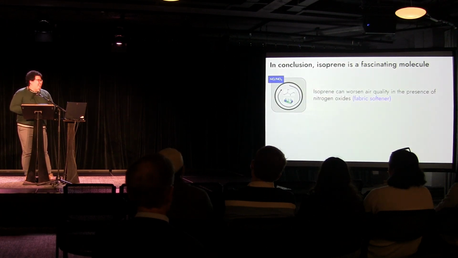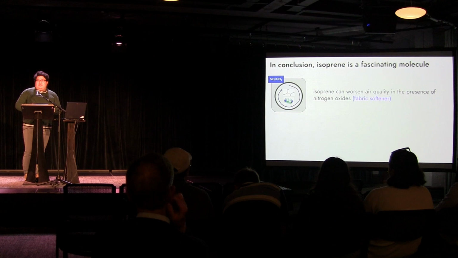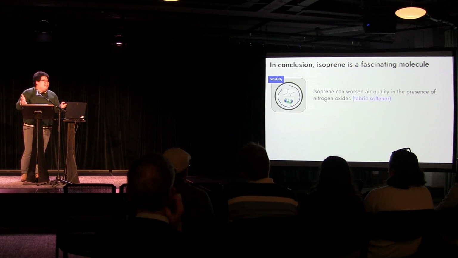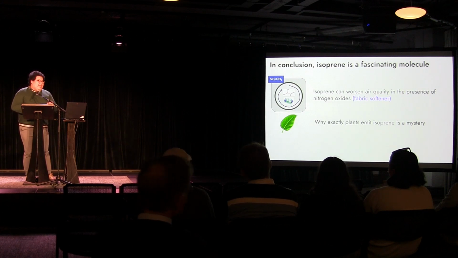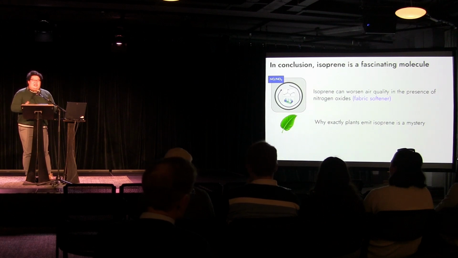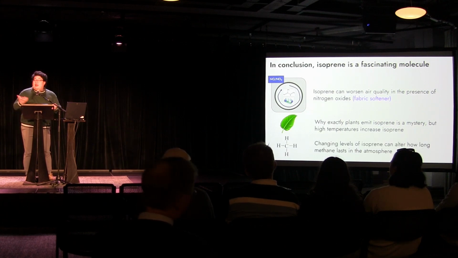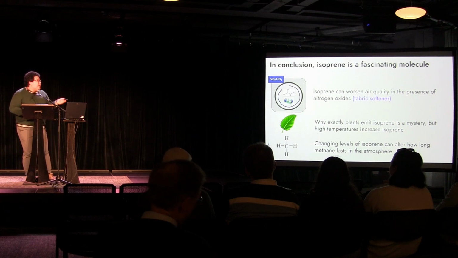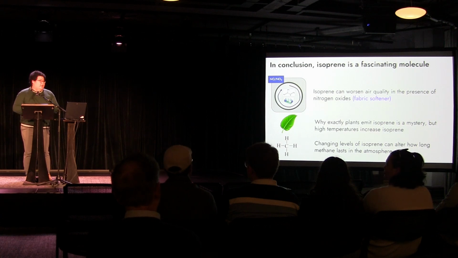And so, in conclusion, isoprene hopefully is a fascinating molecule. We've learned that isoprene can worsen air quality, but only in the presence of this fabric softener, right? These nitrogen oxides, which are emitted by cars. We learned that why exactly plants emit isoprene is a mystery, but that temperatures seem to play an important role in governing these isoprene emissions. And finally, we've seen that changing levels of isoprene, perhaps due to this temperature dependence, can alter how long methane lasts in the atmosphere, which can then increase global warming.